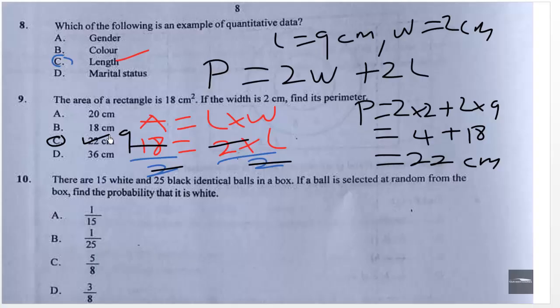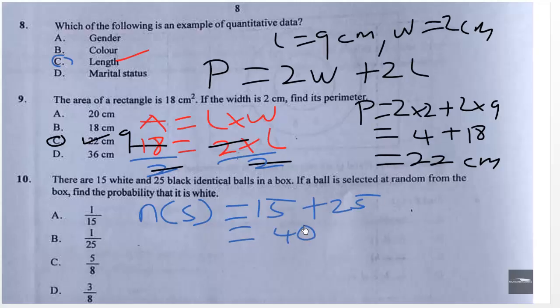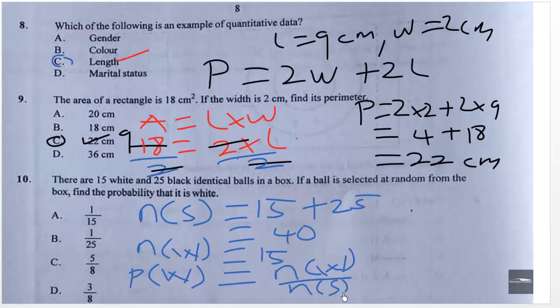There are 15 white and 25 black identical balls in a box. If a ball is selected at random from the box, we have to find the probability that it is white. So the total number of balls is 40. The number of white balls is 15. So the probability of a white ball will be 15 over 40, which is 3 over 8.